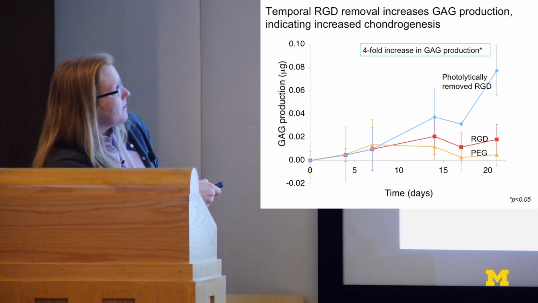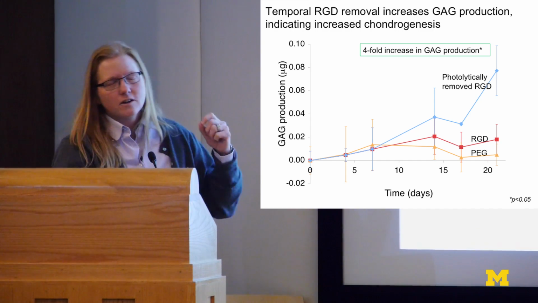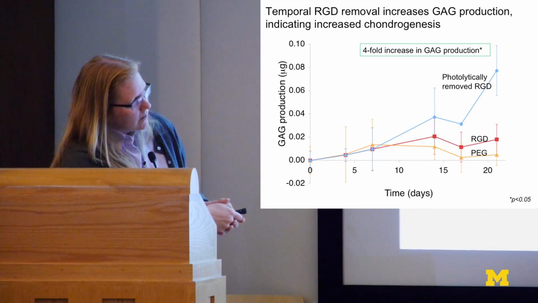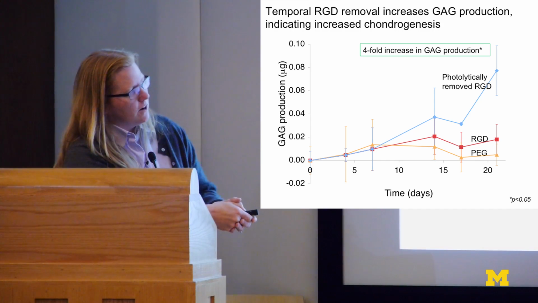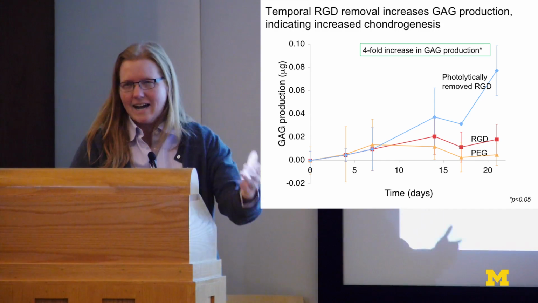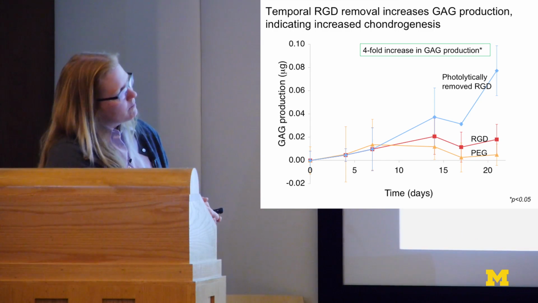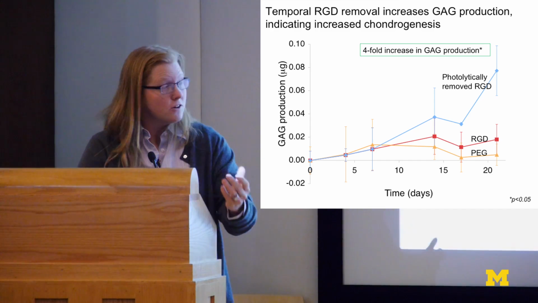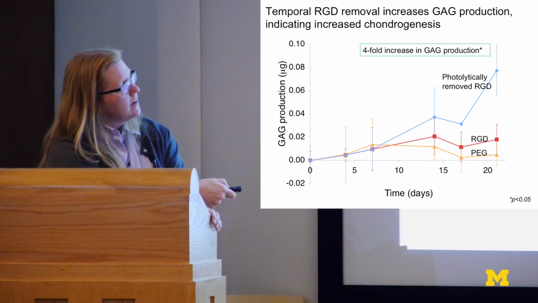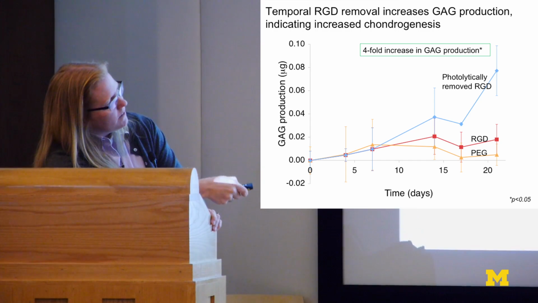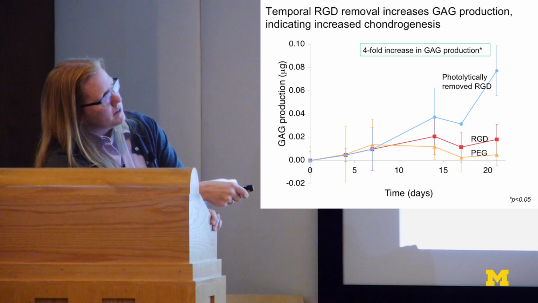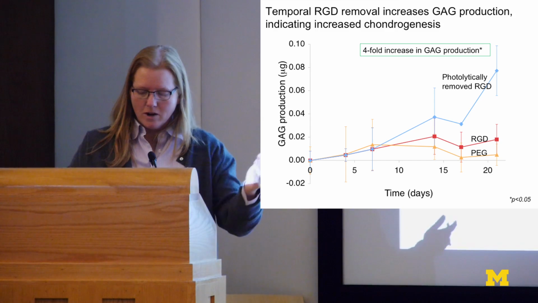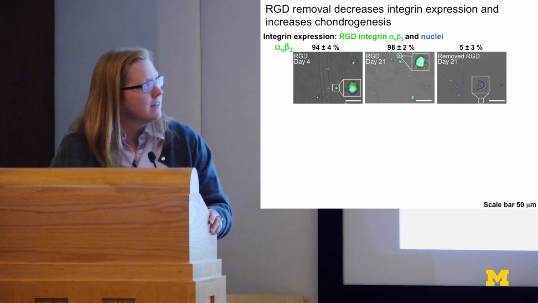So what happens here, if I look at this GAG production, one of the early markers of becoming a chondrocyte, as a function of time, early on, in the PEG hydrogels, it's very low, and it's very low because the cells are dying. They can't survive in these gels. But when RGD is present, it's also very low, but the cells are surviving. They're just not making a lot of this molecule. And then in the blue line, if we cleave the RGD at day 10, what happens is we begin to see an increase in the production of the GAG. So that's one measure that perhaps we're helping them become cartilage cells and chondrocytes.